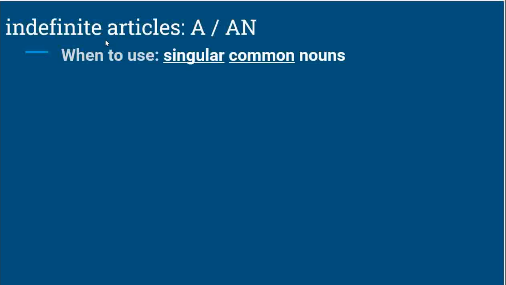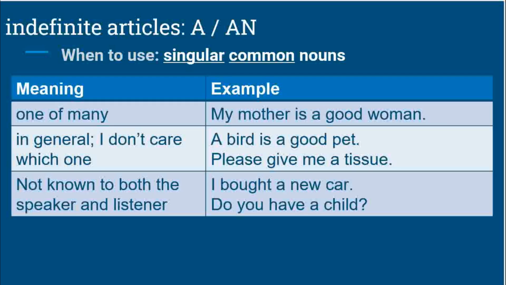A and an are indefinite articles. Indefinite means not definite, not specific, not clear. We can only use a and an with singular nouns. How do you choose a or an? There's a special rule for that. I'll put it in another video. What does it mean? Here are some meanings and examples for you.